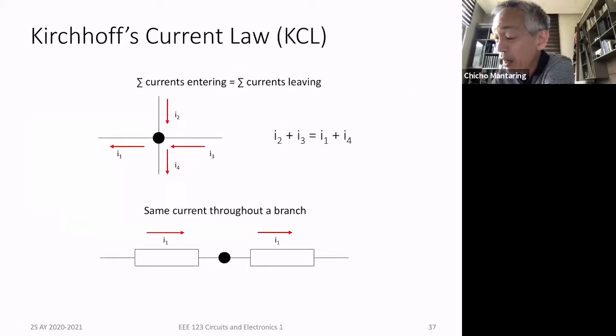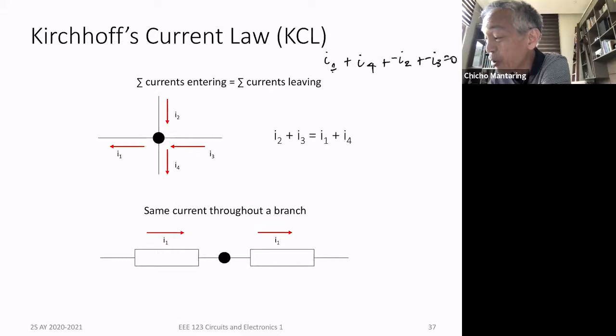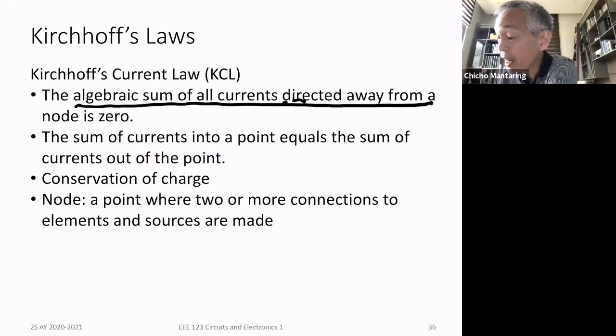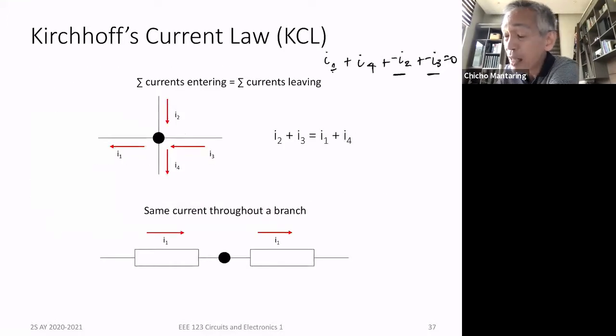I1 plus I4 plus minus I2 plus minus I3 is equal to 0. Bakit negative tong I2 at saka I3? That is negative because it is not directed away from the node. So ang definition dito, directed away from the node. No? So pag hindi directed away from the node, then you have to make it negative. Yun yung ibig sabihin ng algebraic sum.